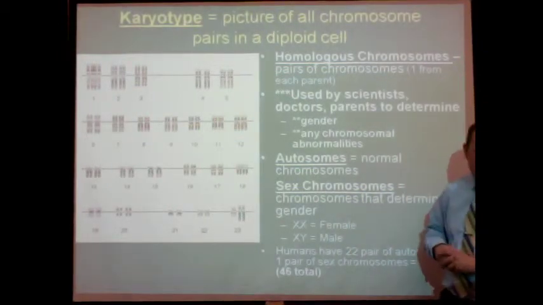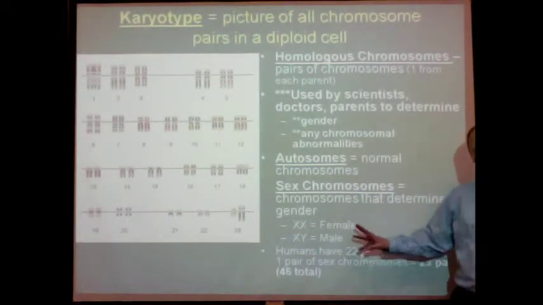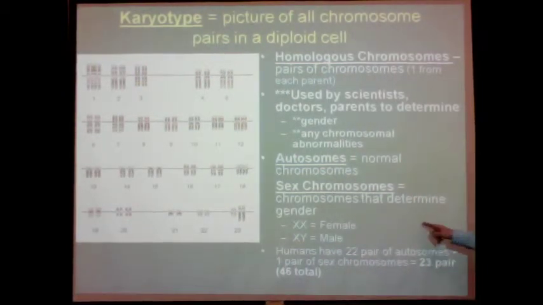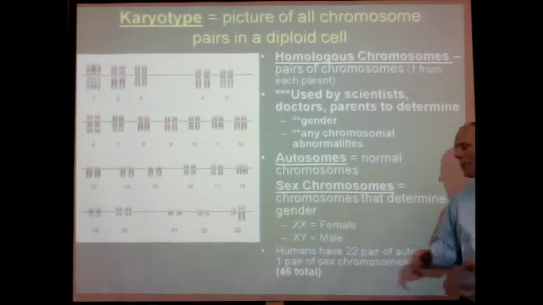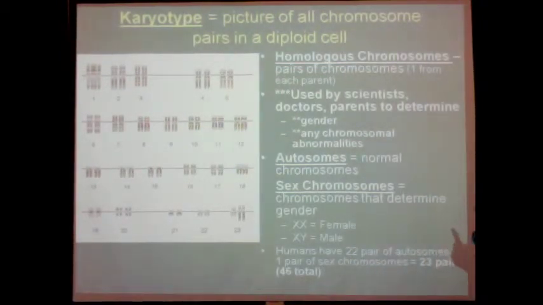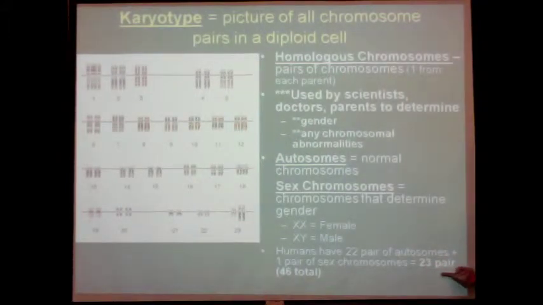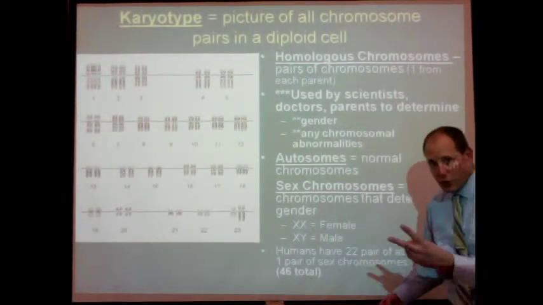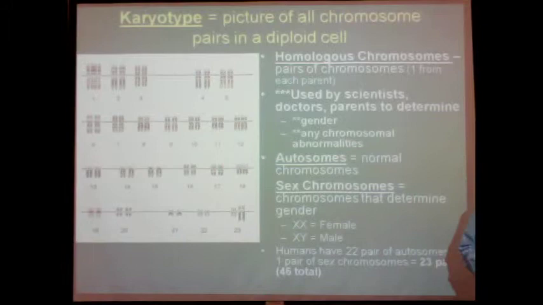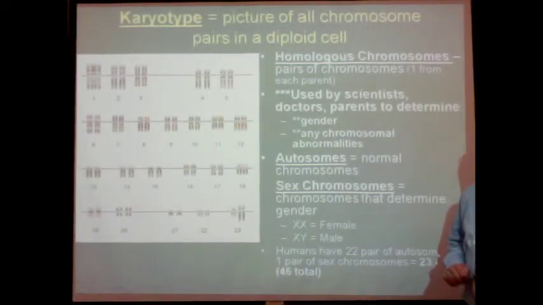And then on the right-hand side, the last part here, all normal humans have 22 pairs of autosomes and 1 pair of sex chromosomes for 23 total pairs of chromosomes. So 23 pairs. And since there are 2 in a pair, that means we have 46 total chromosomes in each one of our cells. So on the right, humans have 22 pairs of autosomes, 1 pair of sex chromosomes, which equals 23 pairs, or 46 total.